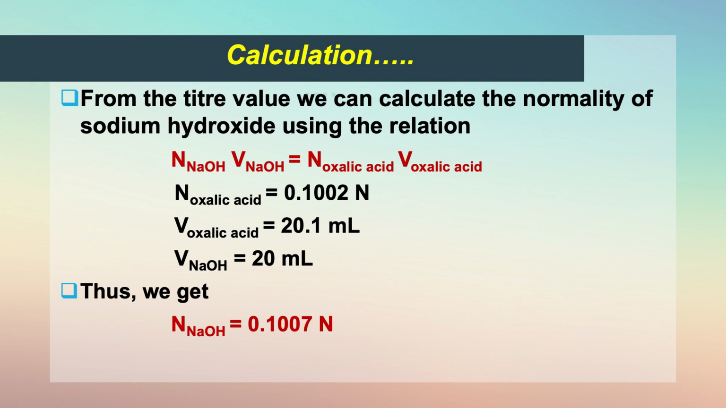In the present experiment, we already got N of oxalic acid equal to 0.1002 normal. Volume of oxalic acid utilized, the concordant value in the titration, is equal to 20.1 ml, and the volume of sodium hydroxide pipetted out is equal to 20 ml. On proper substitution, we get the normality of the sodium hydroxide solution as 0.1007 normal. Thus, we standardized the given sodium hydroxide solution by using a standard solution of oxalic acid we prepared.